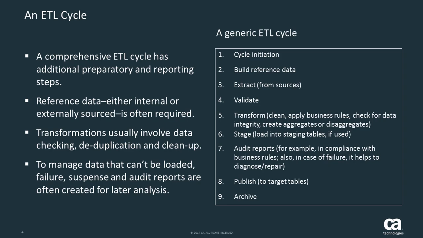Quite often there's a need to track data that doesn't make it all the way through the process. So the cleaning process might not be 100%. So quite often there are audit reports or suspense files which hold data that can't be migrated through the process. Then the data that might be in a staged area would be published to the target tables, and then perhaps there's an archive and cleanup and so on. This is the generic ETL cycle that we see again and again.